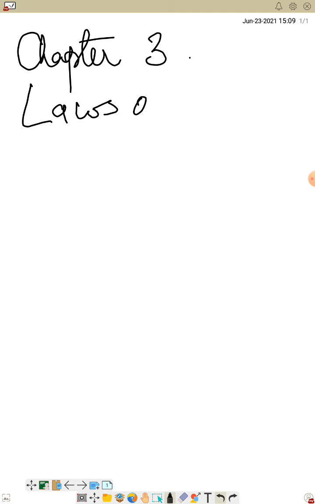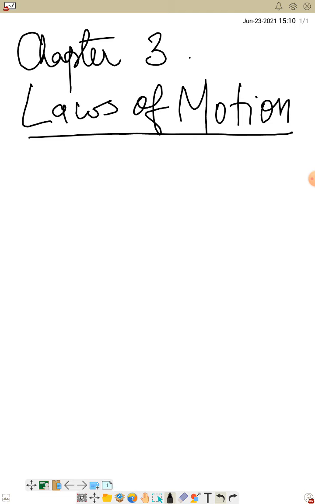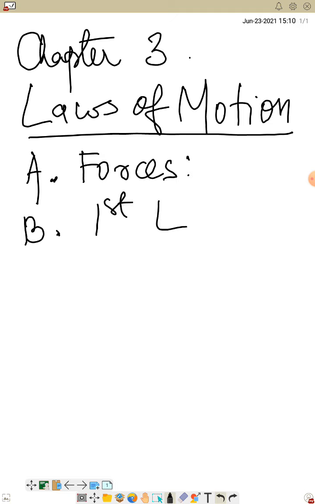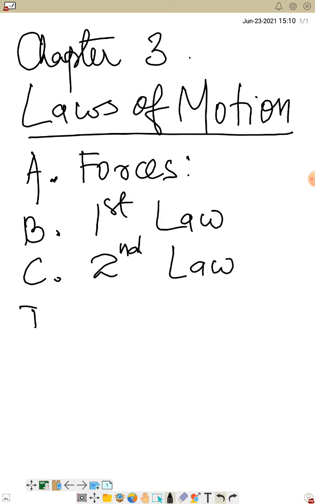As you are all aware, we are doing chapter number 3, laws of motion, isn't it? In this chapter, we have learned unit A, where we learned about forces, types of forces, contact and non-contact forces. In unit B, we learned about Newton's first law of motion. In unit C, we learned about Newton's second law of motion. And in unit D, we learned about Newton's third law of motion, isn't it?